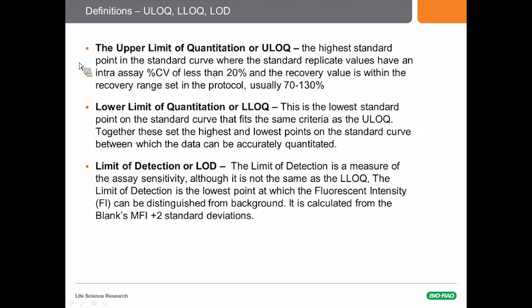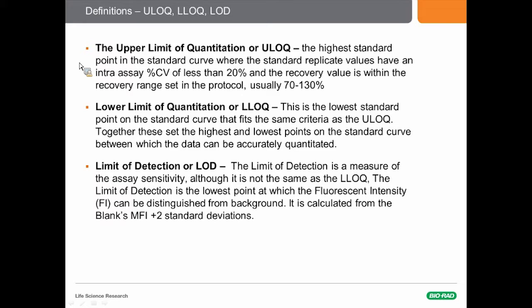The limit of detection is a measure of the assay sensitivity, although it is not the same as the lower limit of quantitation. The limit of detection is the lowest point at which the fluorescent intensity can be distinguished from background. It is calculated from the blank's mean fluorescent intensity plus 2 standard deviations.